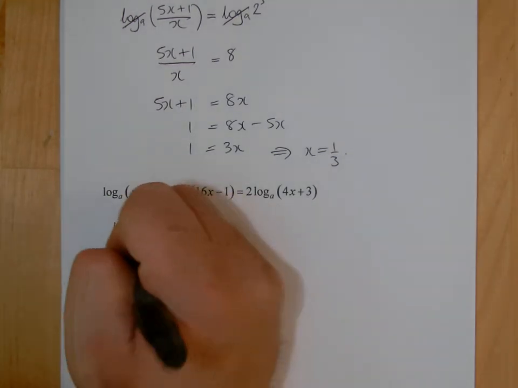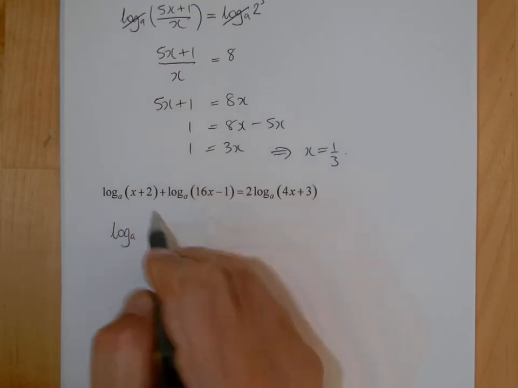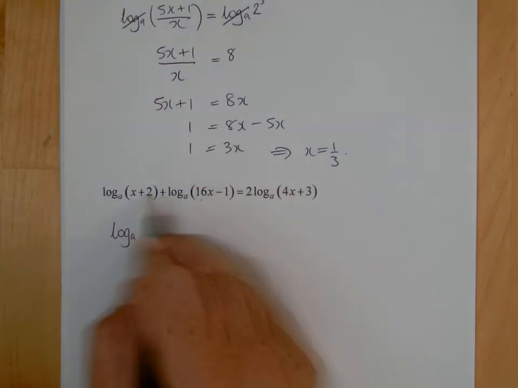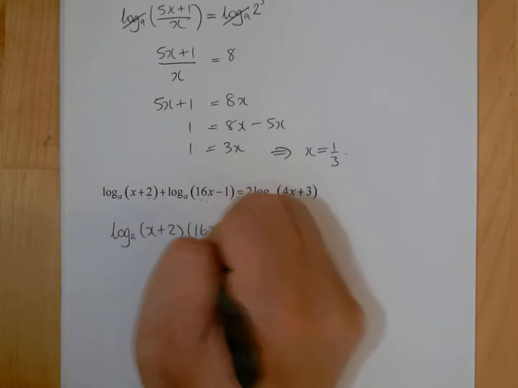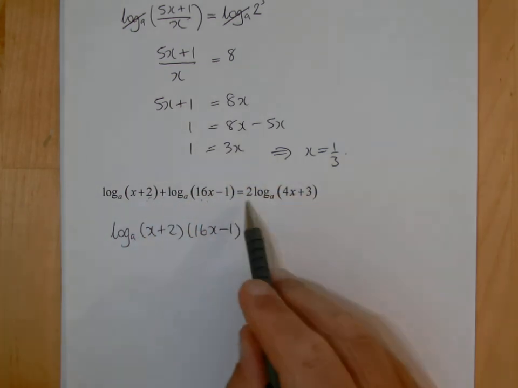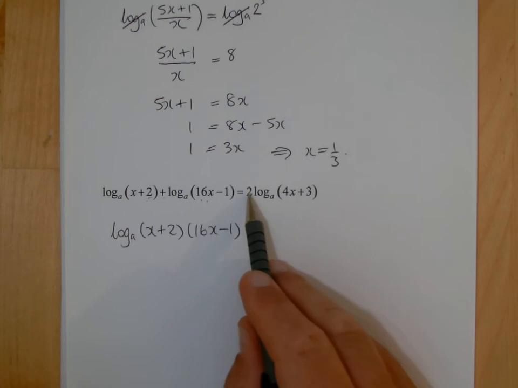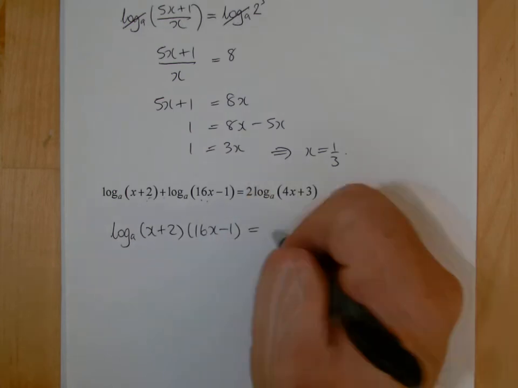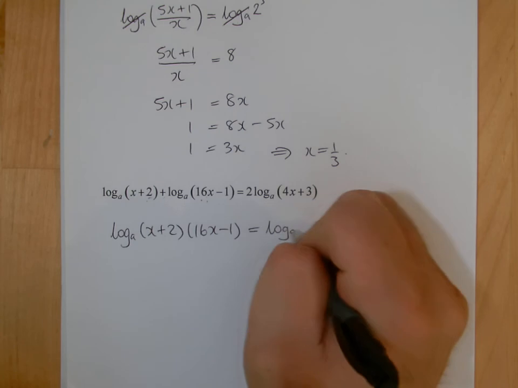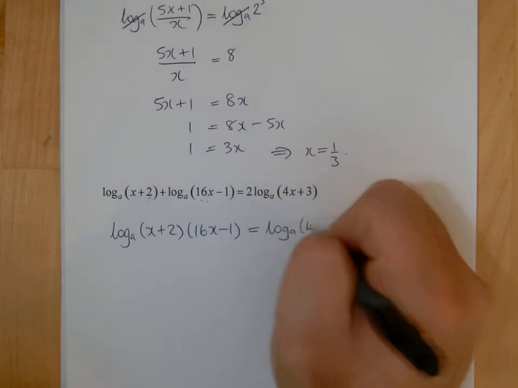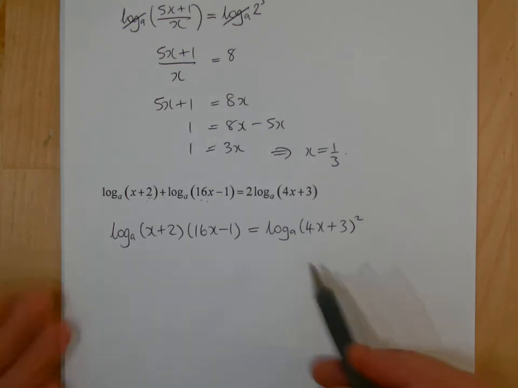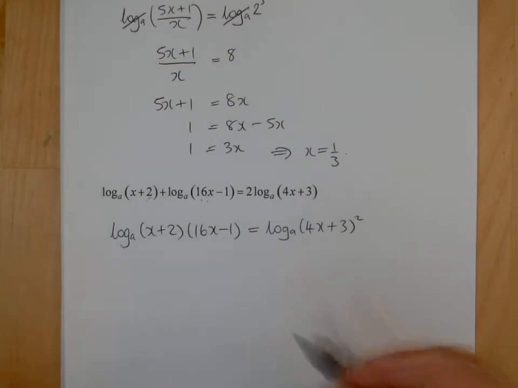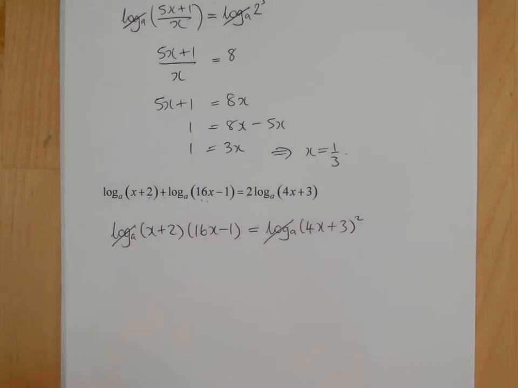It's the multiplication law in this case, because I've got an addition here, so I can multiply these terms. On the right hand side, the number in front there, you've got to take it up as a power using the third law, the power law. And again, you can see I've got single logarithms on both sides, so they can cancel out.